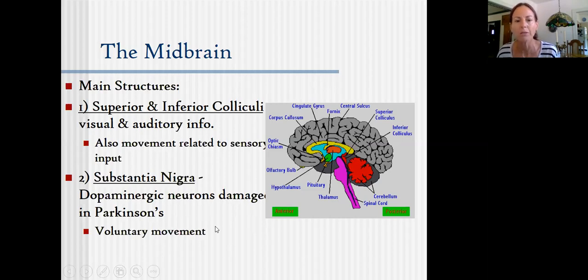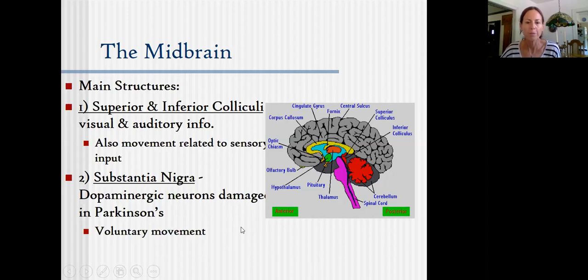So the substantia nigra is similarly involved in movement. That's where we see a lot of damage with regard to Parkinson's disease. And when you get that damage with Parkinson's disease, you lose voluntary movement. So it makes it progressively harder to just get up when you want to get up or move when you want to move.